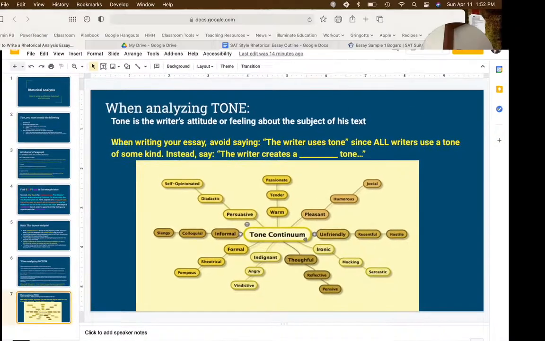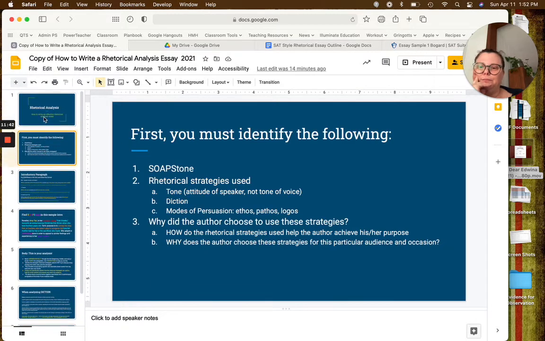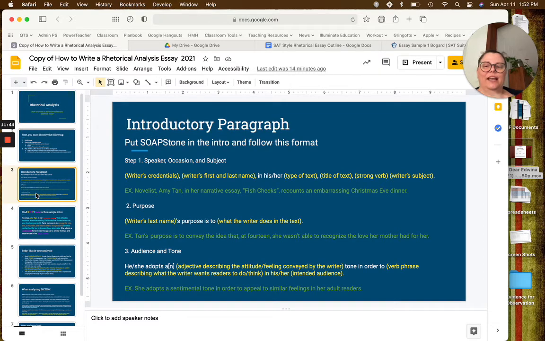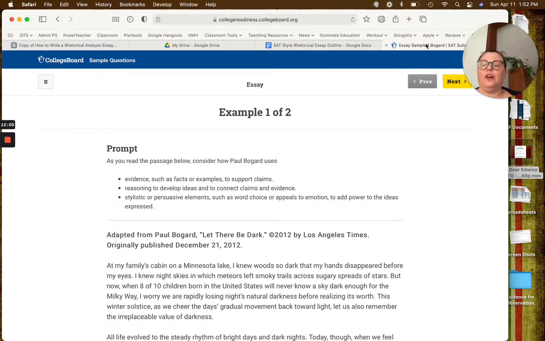I'm going to escape out of this because I have some other things to show you. Now, if you remember back at the beginning, when we covered the introduction to the rhetorical analysis essay, it's even easier with the SAT. They don't expect things like a hook. You're not going to put a hook in here, okay? It's very straightforward. Your introduction could be at most 3 sentences, okay? So it's not going to be huge.